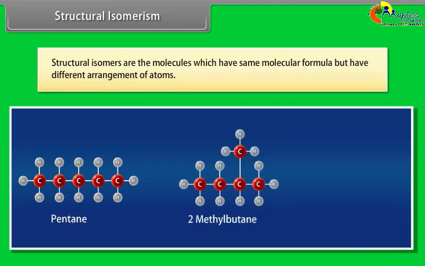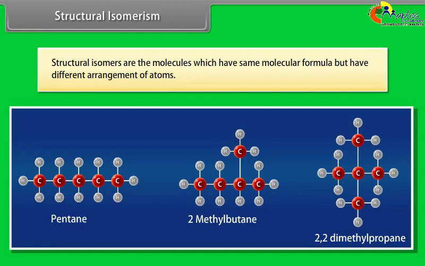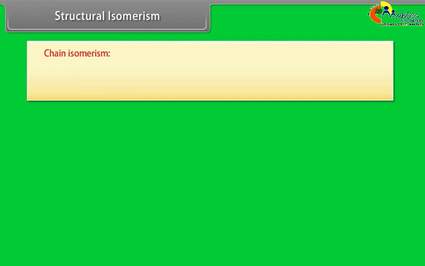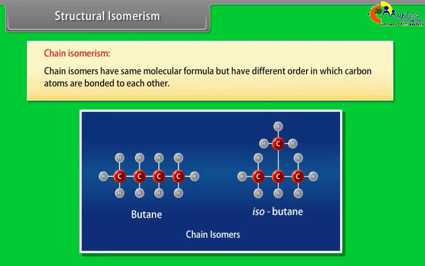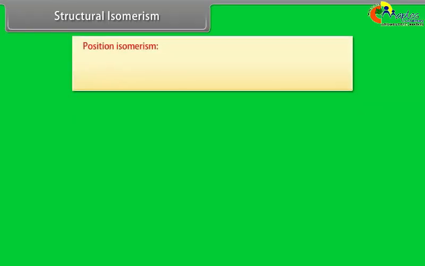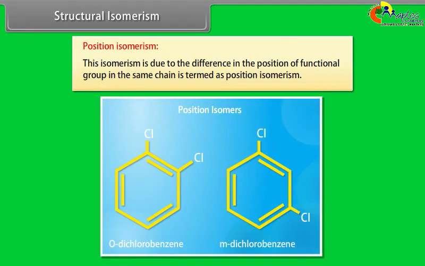Structural isomerism. Structural isomers are the molecules which have the same molecular formula but have different arrangement of atoms. Chain isomerism. Chain isomers have same molecular formula but have different order in which carbon atoms are bonded to each other. Structural isomerism. Position isomerism. This isomerism is due to the difference in the position of functional group in the same chain, is termed as position isomerism.